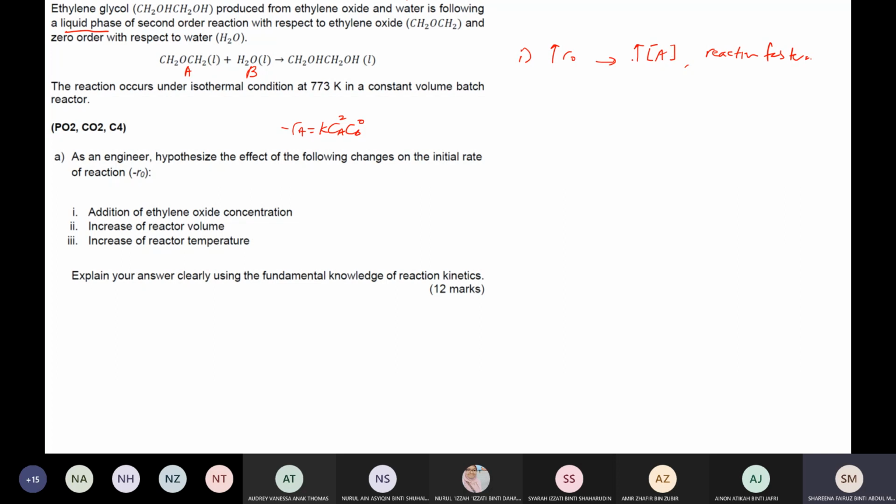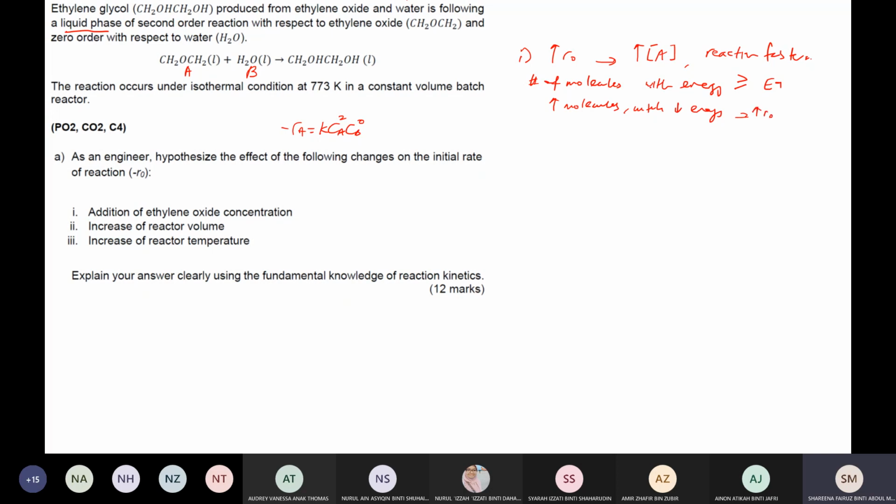Because of what? There is a number of molecules with energy that is greater than or equal to the EA. So this will increase the initial rate of reaction. So when we increase the molecules with minimum energy, it will increase the R0.